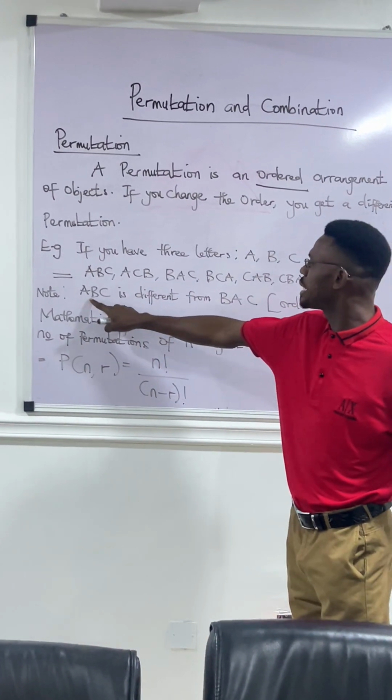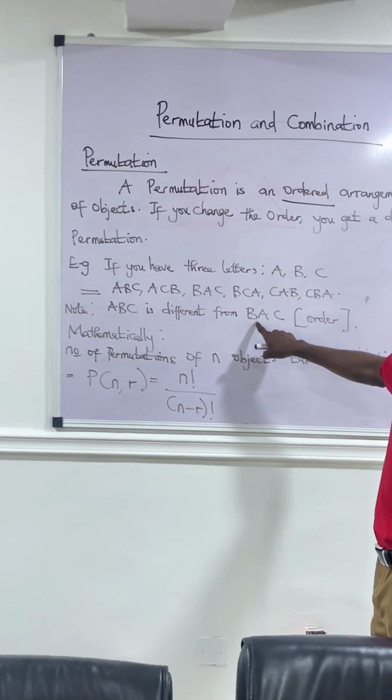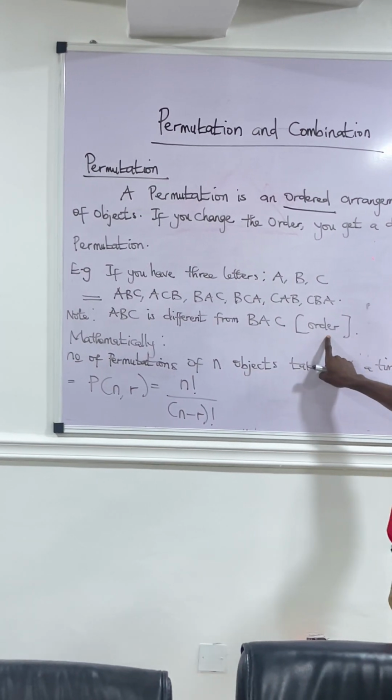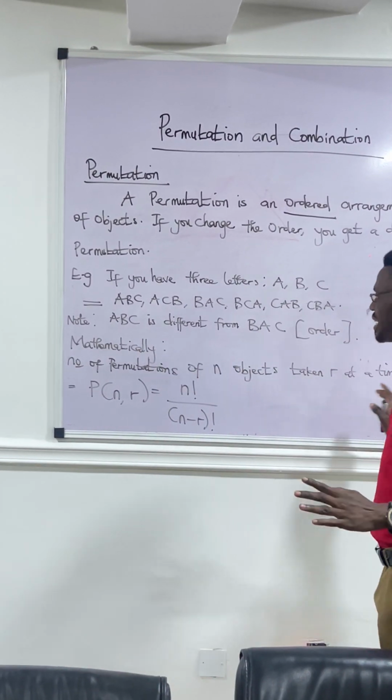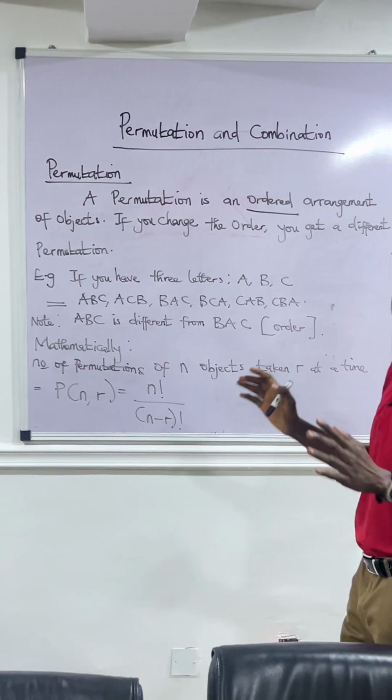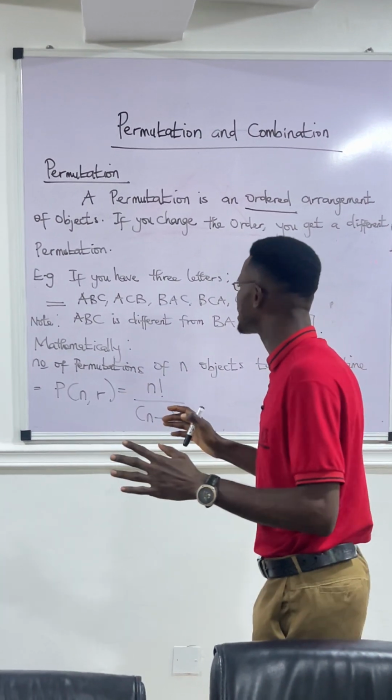Now I said note here that ABC is different from BAC. Why? Because the order of arrangement, they are not the same. Okay? Now we have a formula we use in mathematics for calculating permutation.